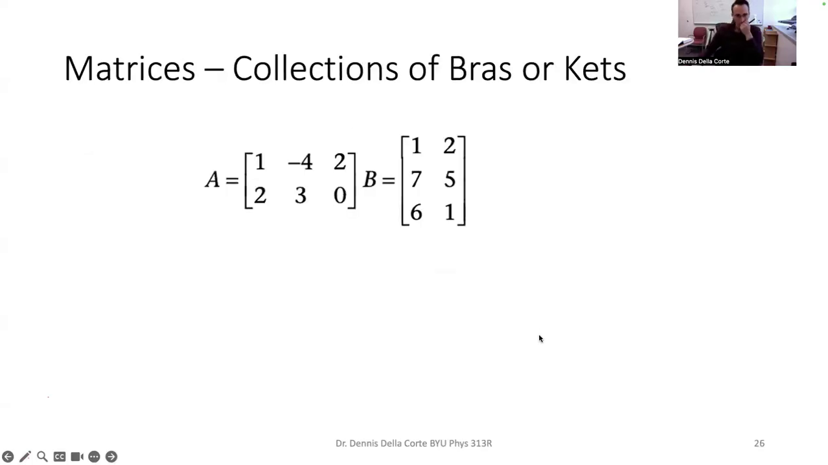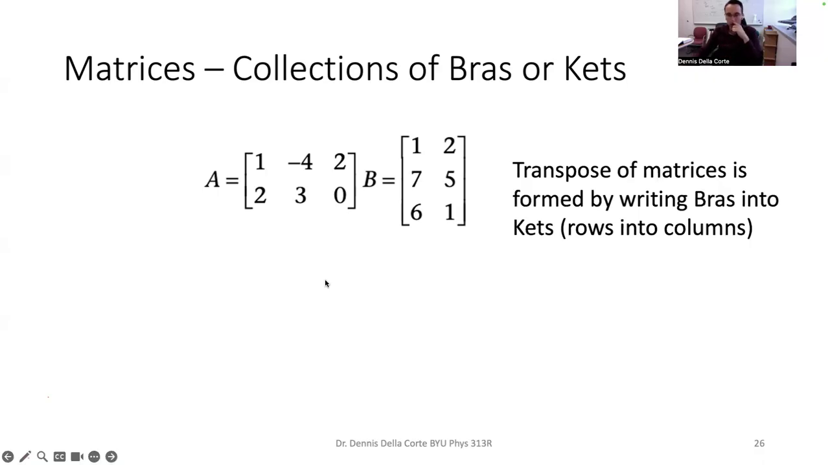Okay, great. Now if you have a collection of bras or kets, for example 2 row vectors, then you can write them into a matrix. This is effectively a collection of rows. You might also see it as a collection of columns: there's a 1, 2 column, a -4, 3 column, and a 2, 0 column. So who tells you that this is a list of 2 row vectors and this is a list of 2 column vectors? No one can prescribe the way you look at the math.